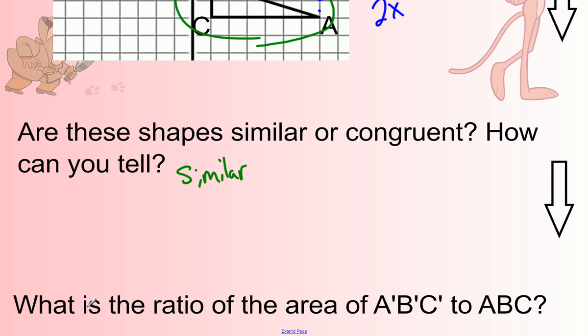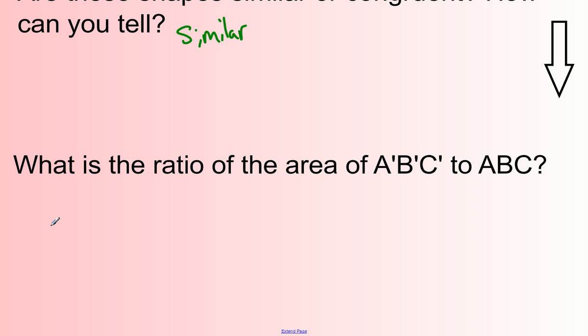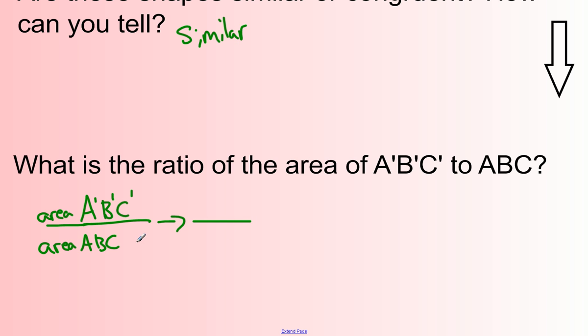Second part. What is the ratio of the area of A prime, B prime, C prime to A, B, C? Okay, so if we're talking about a ratio, that's a fraction. So the ratio of the area of A prime, B prime, C prime to the area of A, B, C. That's what I want. I want a ratio that has this but with numbers. So that means I'm going to have to go through and actually find the area of these two triangles.